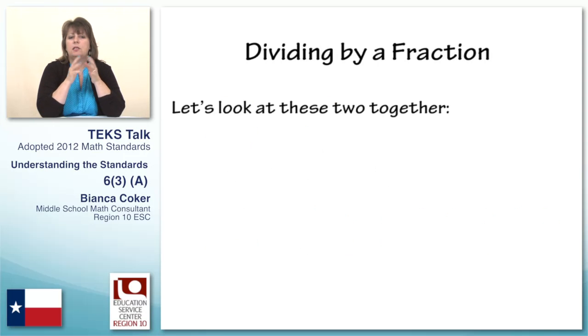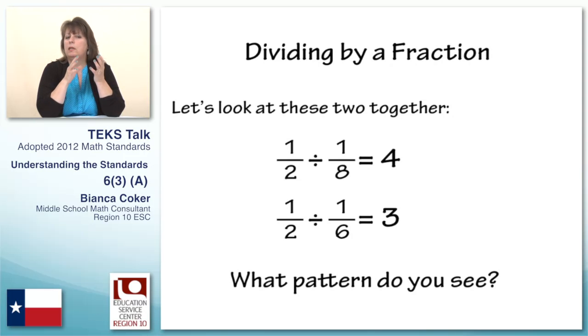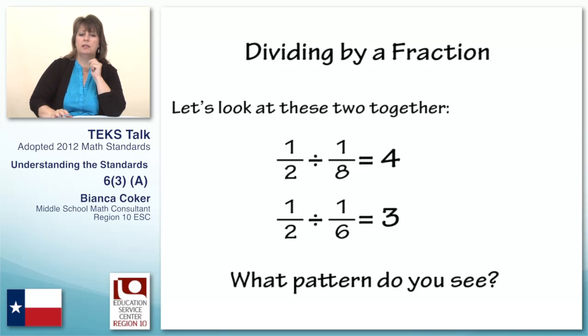Now let's look at these two examples together. We'll have 1/2 divided by 1/8 is equal to 4, and 1/2 divided by 1/6 equals 3. This is the symbolic representation of what those concrete models were representing. And I'm asking, do you see a pattern between the way the symbols are arranged and our answers? Maybe you do, maybe you don't. Now, most people don't see a pattern after just 2, so let's look at one more.